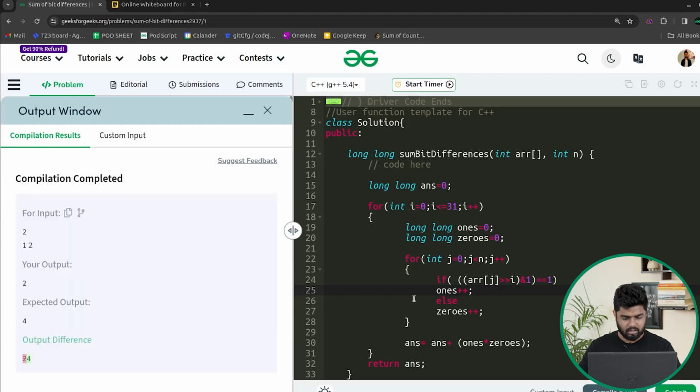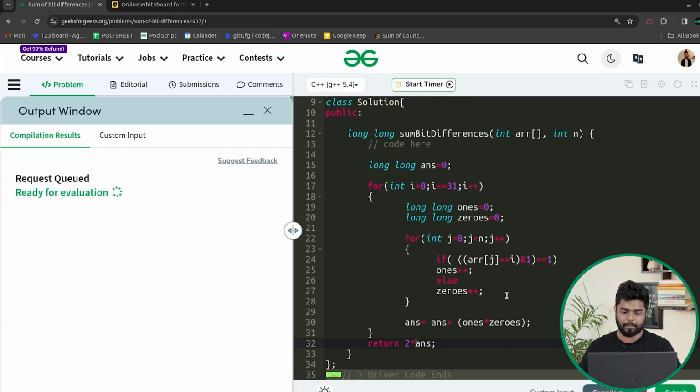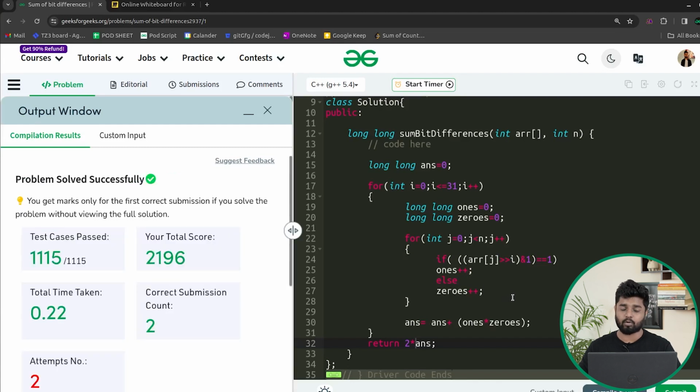So basically, okay, yeah, one more mistake that I already said. I'm counting only a comma b pairs, but since I have to count b comma a also, so I will multiply 2 inside my answer, right? Now let's try and submit this and check if it is getting accepted or not. I hope it should get accepted. The time complexity, as I said, is linear and the space complexity is order of 1. So you can see that our code gets accepted.